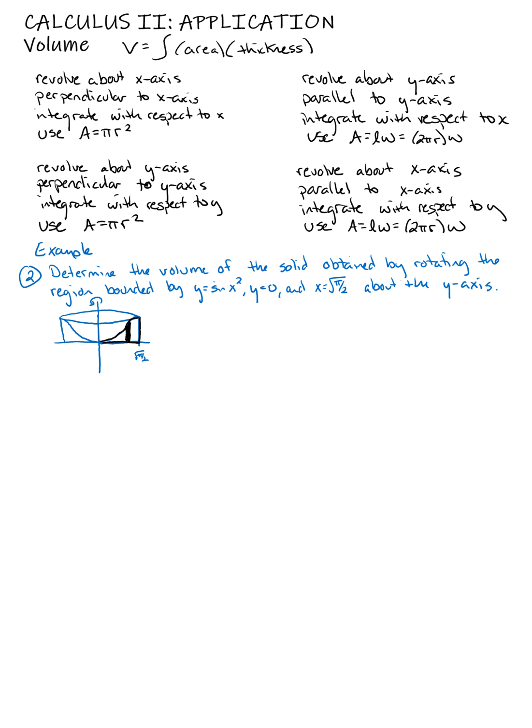Should be fairly straightforward after that. Y equal to 0 is along the x-axis here. And x equal to the square root of pi over 2 is over here somewhere. It's a vertical line. Again, evaluating y equal to sine x squared at this x value might help figure out where this all lies. And we are going about the y-axis here.